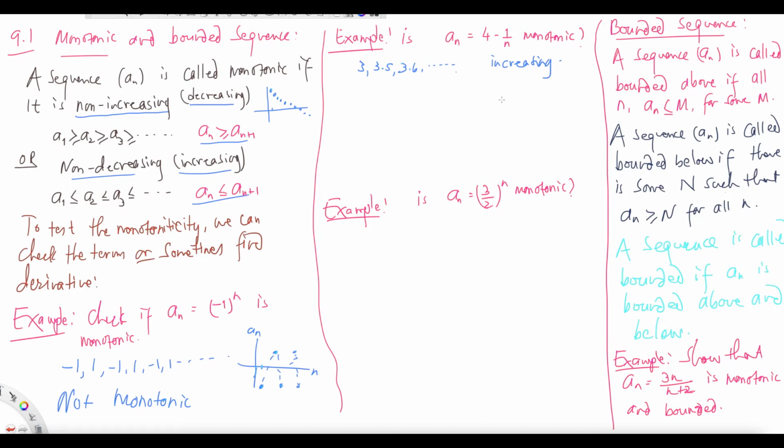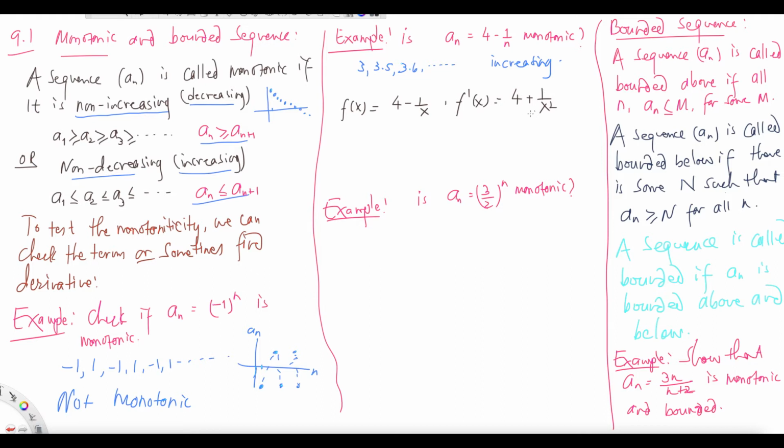Another way is this. The way that I wanted to show you is like this. Let us talk about that. So what is f of x? Let's find out f of x. F of x is 4 minus 1 over x. You just take that a sub n as f of x, where n is replaced by x. Now let's find out f prime of x. What do you get? F prime of x is 4 plus 1 over x square. You see that? When you find the derivative of 1 over x, that will be -1 over x square. But there is a negative sign already. So 4 plus 1 over x square.